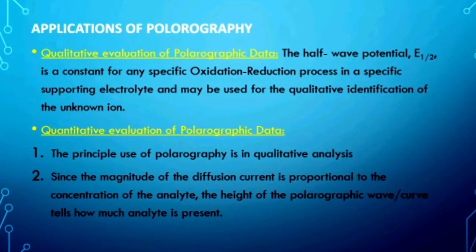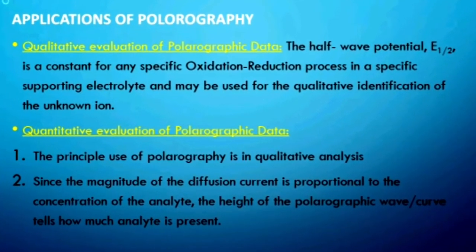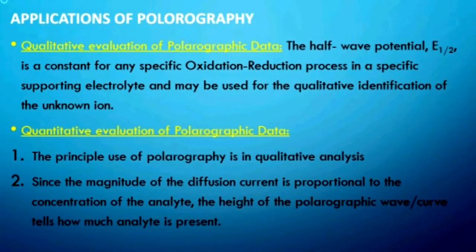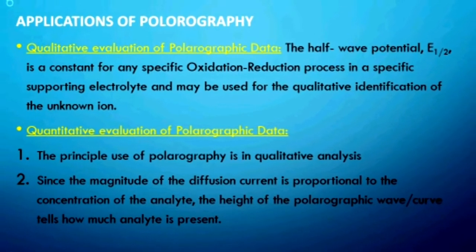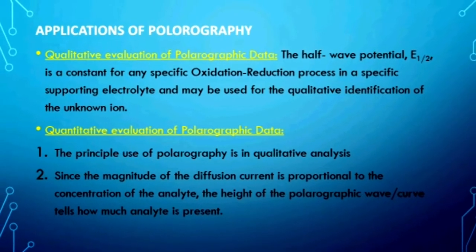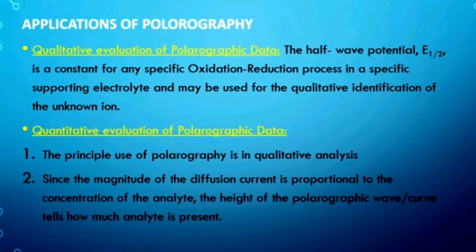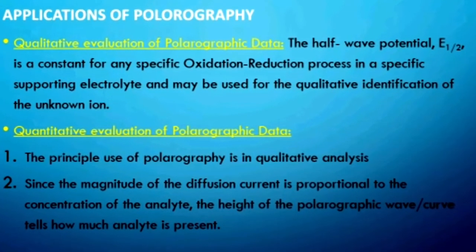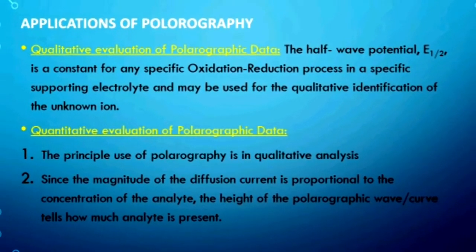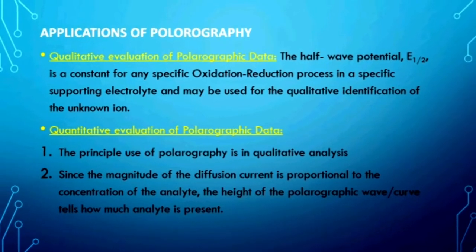Now let's discuss the applications of polarography. First is the qualitative evaluation of polarographic data. Here in qualitative analysis, we check the quality of the substance or the analyte given to you, where you identify the different ions present. If elimination has to be carried out, we eliminate the interfering radicals and we do the confirmatory test and so on. So this is how qualitative analysis happens.